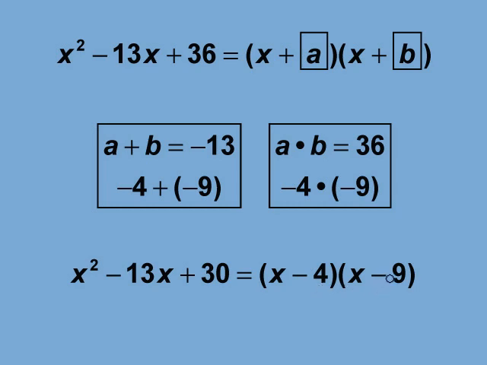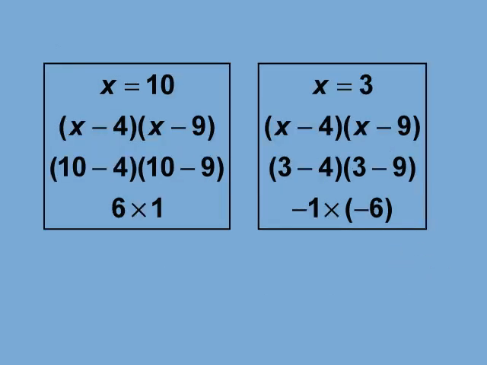We also know the values of x from the previous example, x equals 10 and x equals 3. Plug in those values to see the possible values for the length and width of a rectangle of area 6. And we see that with x equals 10, we have a 6 by 1 rectangle.